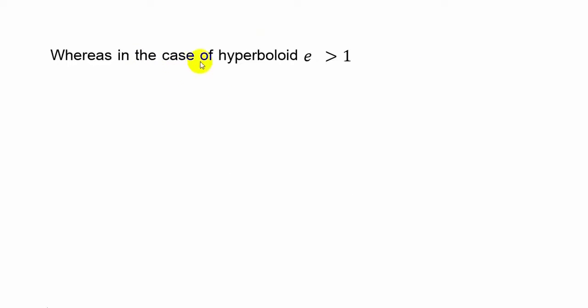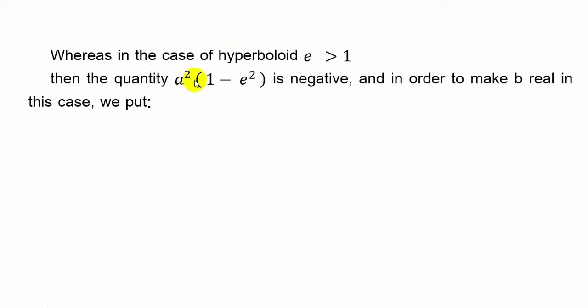Okay, let's see what changes in the case of the hyperbola. Here e is greater than 1, so 1 minus e squared will be negative. In order to make b real, we should put e squared minus 1.